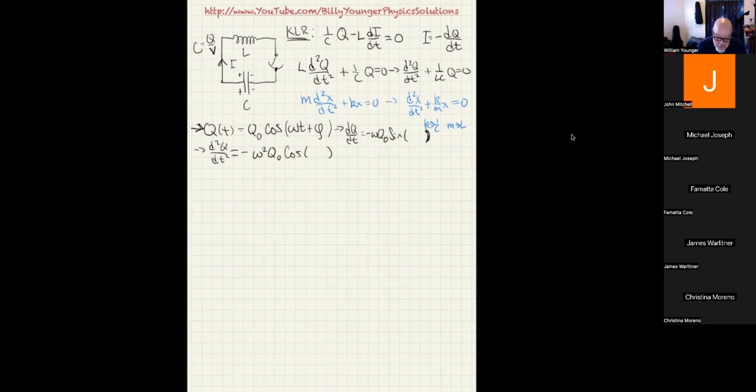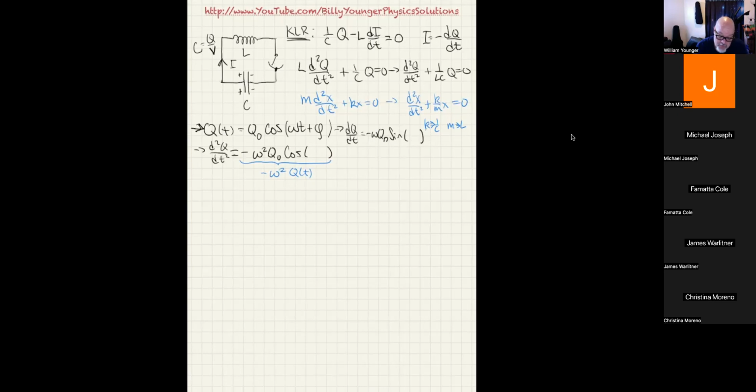When I plug that into the differential equation, it might help to realize that this whole quantity right here is just negative omega squared times Q of t. The first derivative isn't like that because it's got a sine in there instead of a cosine. But luckily that's okay, because the differential equation only has the second derivative in it, not the first derivative. It's got the second and the 0th derivative, which remember just means the function itself.